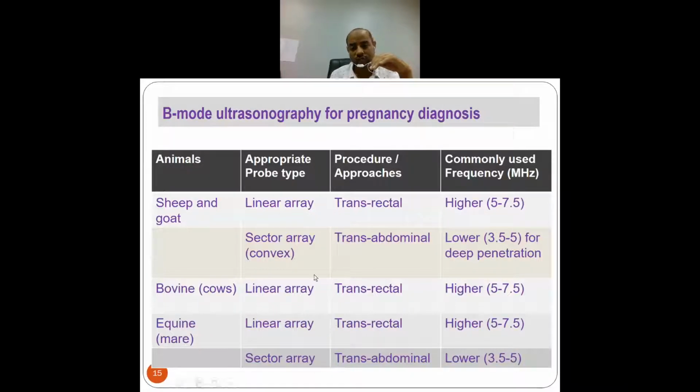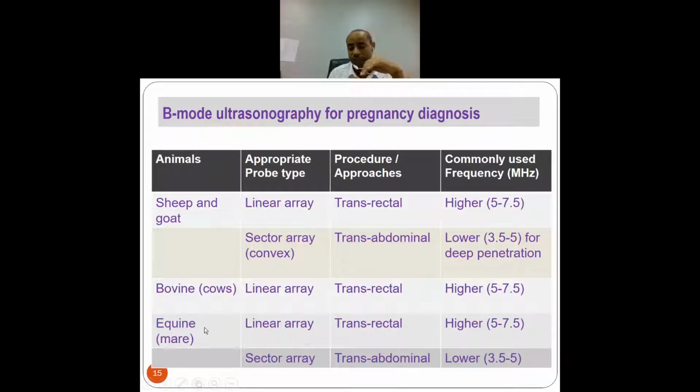For the bovine, that is for cows, basically the most common approach is transrectal. It doesn't mean that transabdominal can never be applied. It can be applied, but only at a very late stage of pregnancy, like 6, 7 and above months of pregnancy. But the most common approach is a transrectal approach. And for this approach, you use a linear array probe, and the frequency that you can use is a higher frequency range from 5 to 7.5.